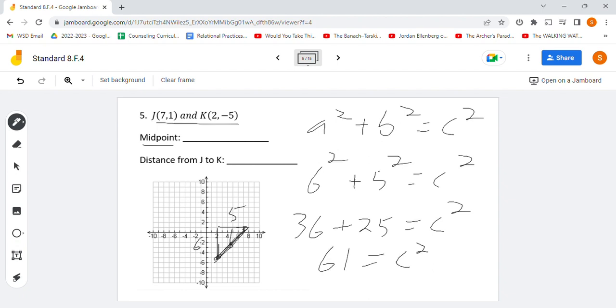And to finish this out, we're going to take the square root of both sides. Square root of 61 is not a nice number, so you could leave it as the square root like that, just write it as square root of 61. Or you could plug it into the calculator and write it in decimal form, rounded. If we do that, we end up with a total of 7.8.